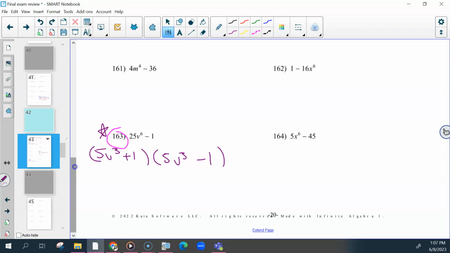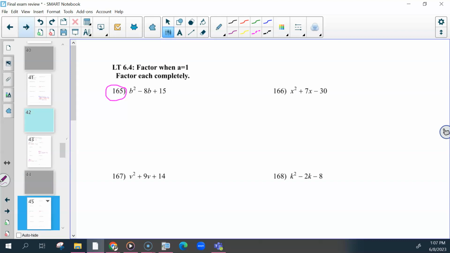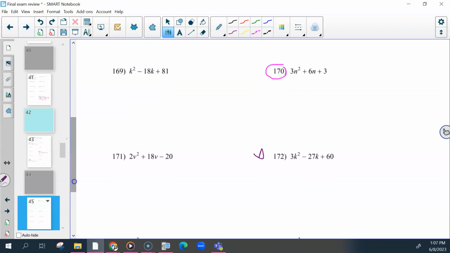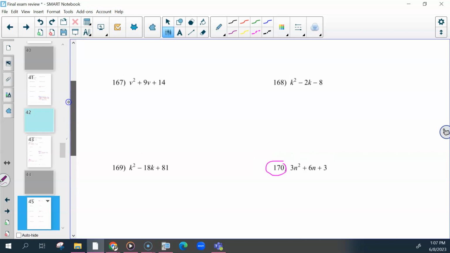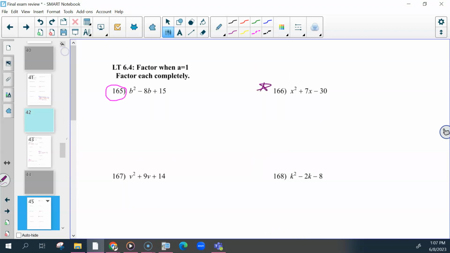Now go on to the next page. Factoring trinomials when a equals 1. Which of those do you want to see, do, go over, have questions about? Eva? So we'll start with those.